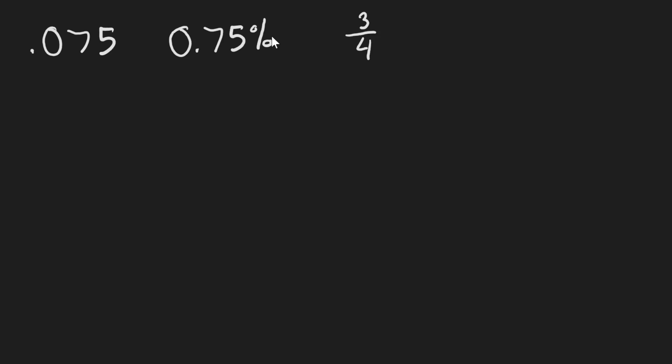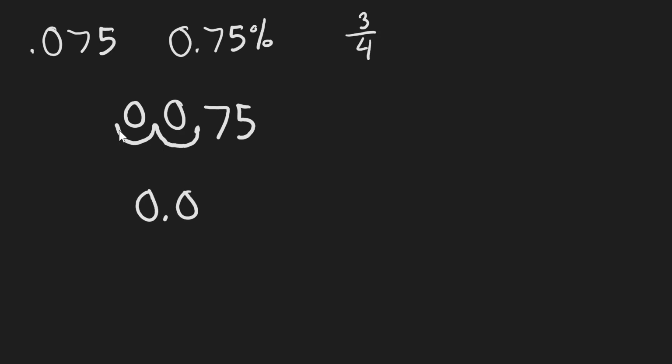How do we convert 0.75% into a decimal? Well, we do it by moving the decimal 2 places to the left. So let's do that. We'll go 1, and then we'll need another 0, and 2. So we move the decimal 2 to the left, and so 0.75% is the same as 0.0075.